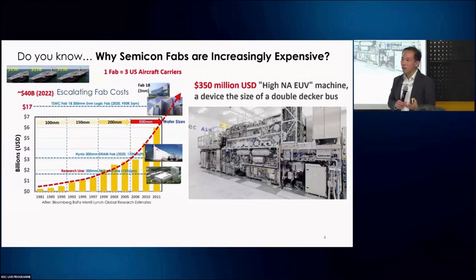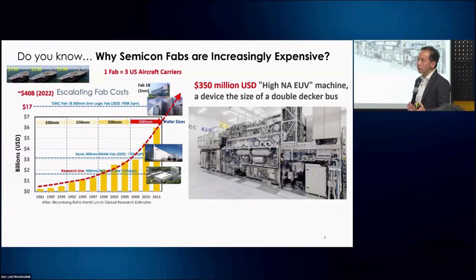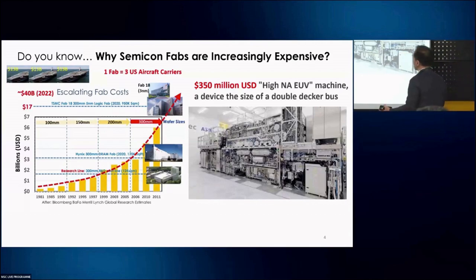Why would anybody be so crazy, beyond the US government, to be investing in one building alone the cost of 3 aircraft carriers? Must be building something very important, right? And how do you justify the cost? One example is, this is a not so nice picture, but this is our high NA EUV machine.